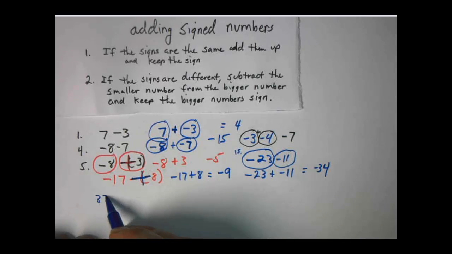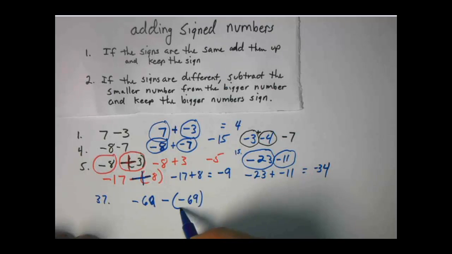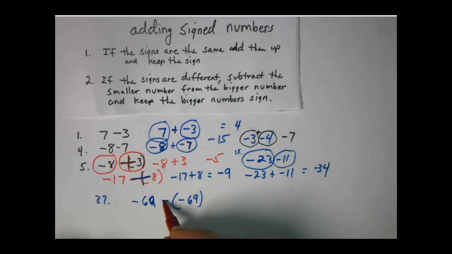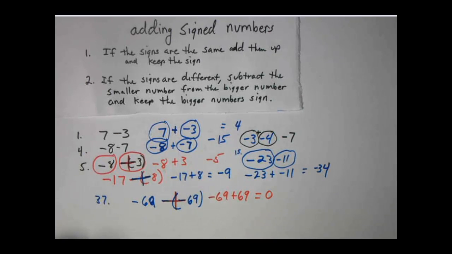Problem number 37. We have minus 69, minus minus 69. Okay, minus a minus, plus. So then we have minus 69 plus 69. Well, if we owe 69 and we pay 69 back, we're not going to owe anything. So that's going to be 0.